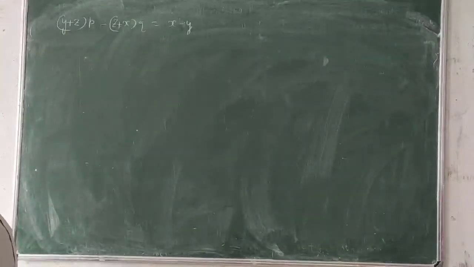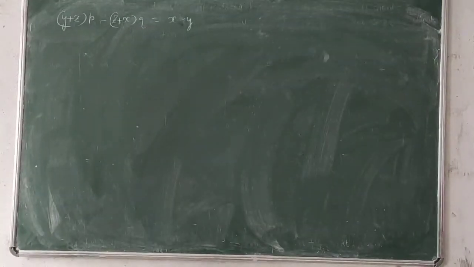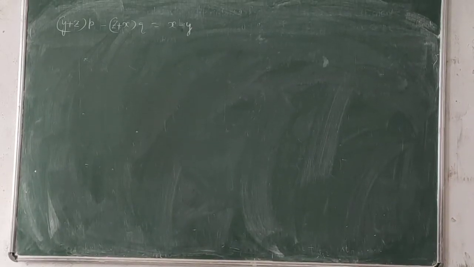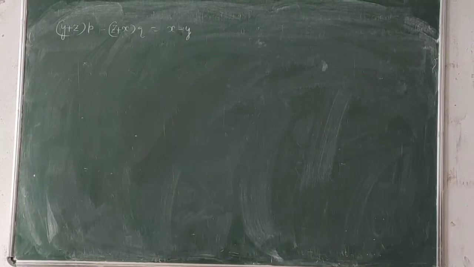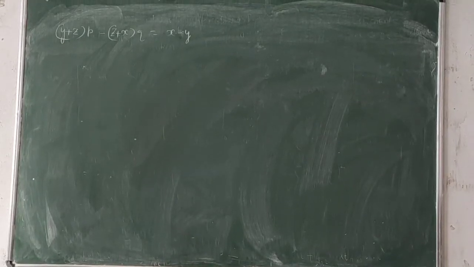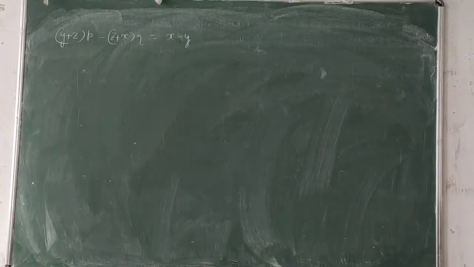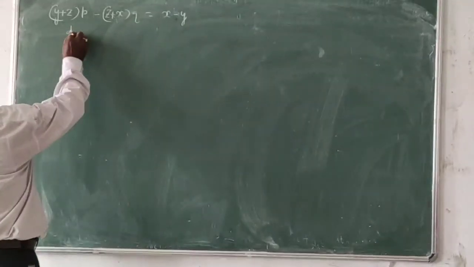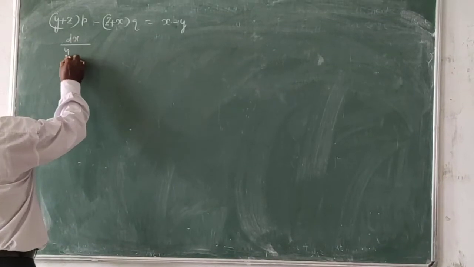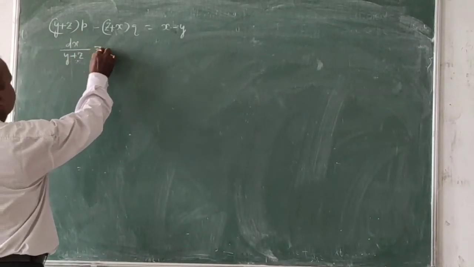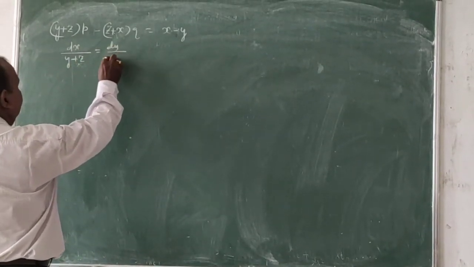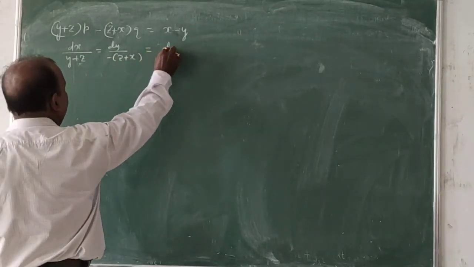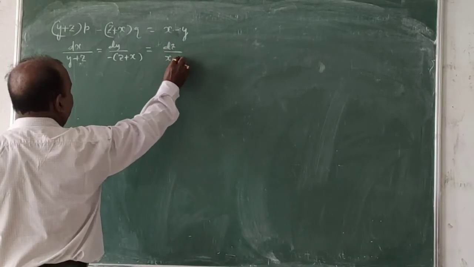Solve this partial differential equation. If you look at this, it comes under the category Pp plus Qq equal to R. So let us write this in the standard form: dx by y plus z equals dy by minus z plus x equals dz by x minus y.